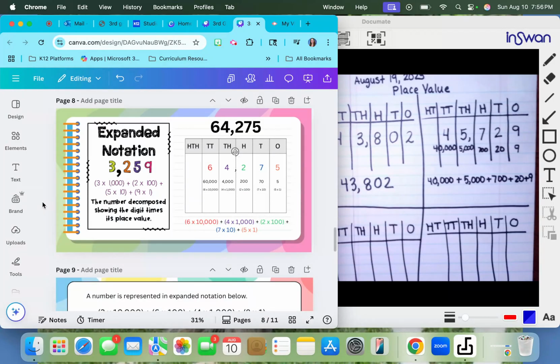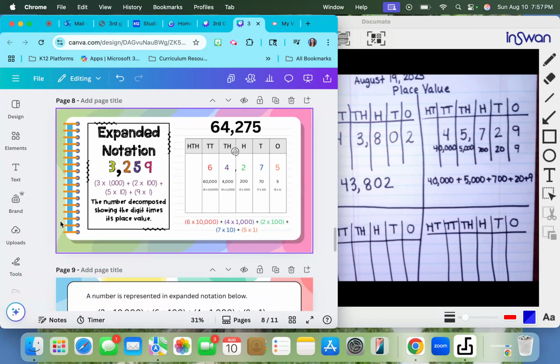All right, welcome back, mathematicians. Now we're going to represent a number in a different way. You'll notice it's kind of similar to expanded form, but with one big exciting difference. Expanded notation means you are decomposing a number showing the digit times its place value. Ooh, so we're throwing in some multiplication, but you really don't have to know your multiplication facts. You just have to know the value of each place. So we're going to use our place value knowledge to help us here.